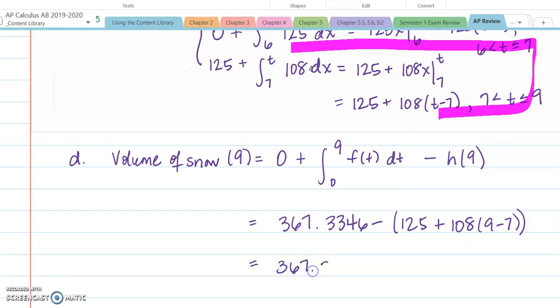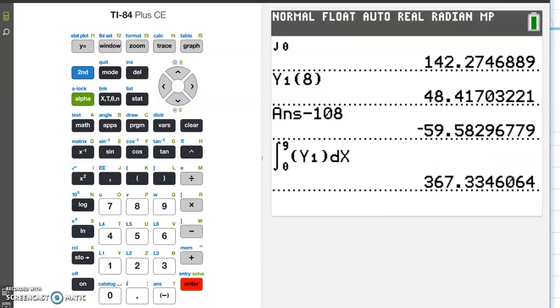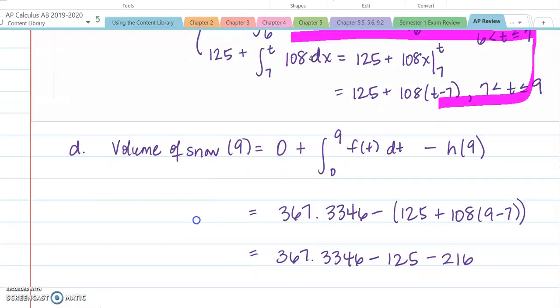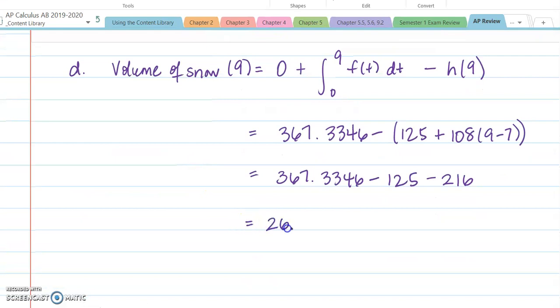So 367.3346 minus 125 minus 216 is 26.3346 cubic feet of snow. And that's it for page 47.